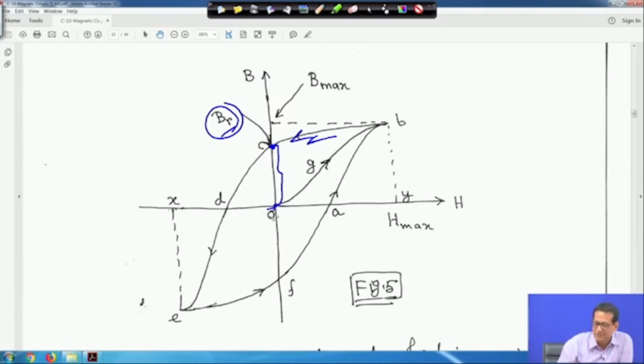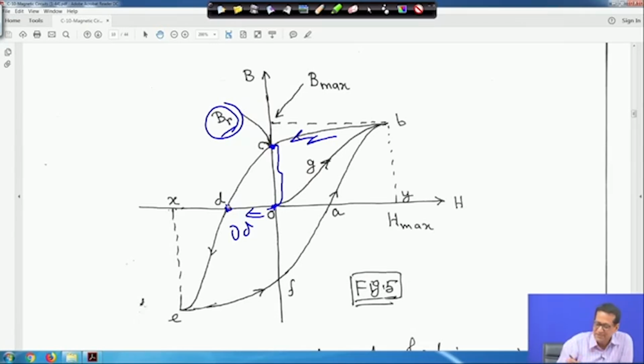Now, further if you reverse the direction of the current, now moving this side, you will come to some point OD, this point OD. So, some value of H will be there in the reverse direction, as you are reversing the direction of the current. At that time you will find that this flux density is slowly coming to 0. At that time you will find B is equal to 0 at this point.